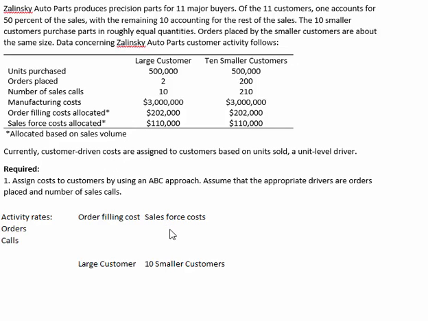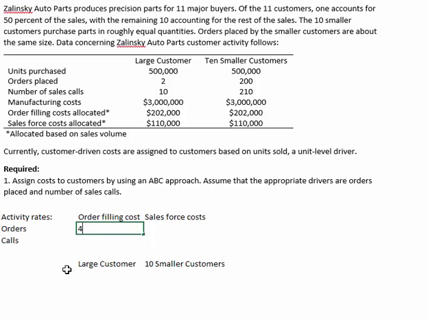And so we're not going to take a peanut butter spread approach, which is what happened up here. You can see the order filling costs were simply split in half between the large customer and the 10 smaller customers, and that was based off of units purchased, I believe. And so we're going to take this total order filling cost of $404,000, because that's the total when you add those two together, and we're going to say, okay, the problem tells us our activities are the orders and calls that we make to the customer.